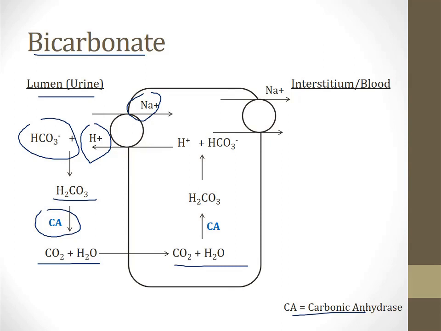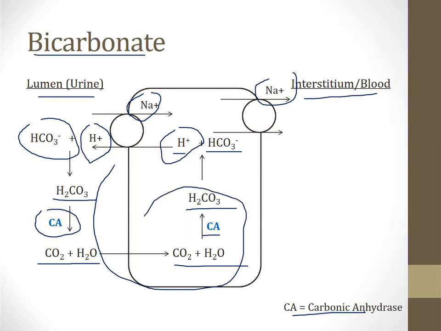The same enzyme, carbonic anhydrase, inside of cells can then reform H2CO3, which can then break apart into another H+ and an HCO3 negative atom. The HCO3 can then be carried out into the interstitium and blood together with sodium, and the hydrogen ion is recycled to keep this whole process going in a loop. The net result of this whole process is that HCO3 is reabsorbed into the interstitium of blood, and it takes with it sodium, so that sodium reabsorption is linked to bicarbonate reabsorption.